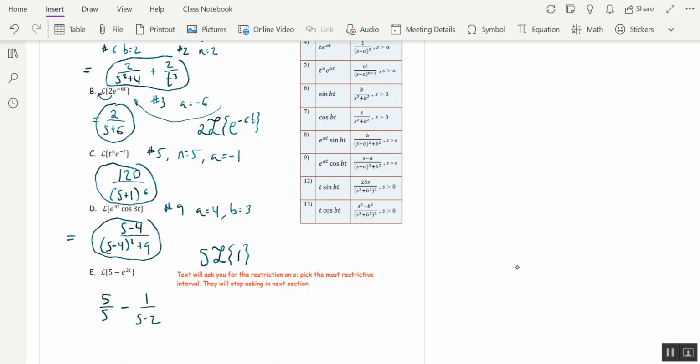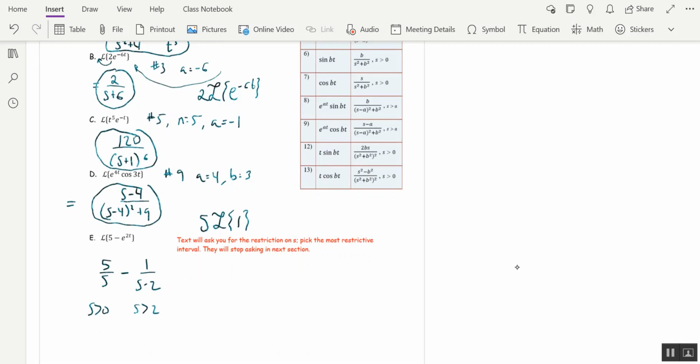Now, in some of your homework problems, they'll ask you, I believe, in this section, for what s these formulas are valid. Well, this first guy is valid on s greater than 0. The second guy is valid on s greater than 2. You're going to pick the more restrictive of the two. If you want these formulas both to be valid, then you're going to have to say s is bigger than 2.